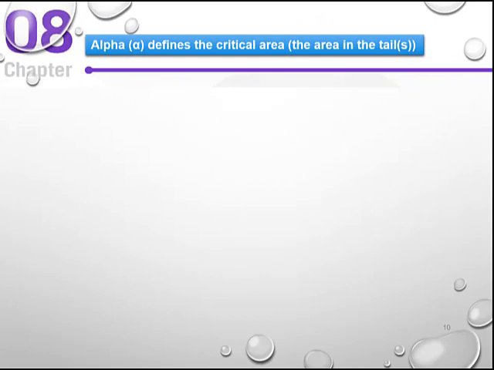So the boundaries are referred to as the critical region, and we are setting these boundaries by setting the level of significance, or the alpha level, for each specific hypothesis test. So alpha defines the critical area, the area in the tails. And we are usually working with an alpha of 0.05, 0.01, or 0.001. And I'm going to show you in detail the differences between each of these.